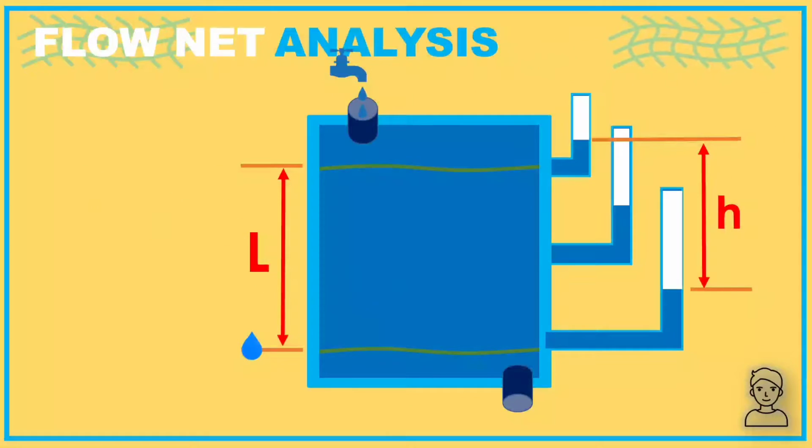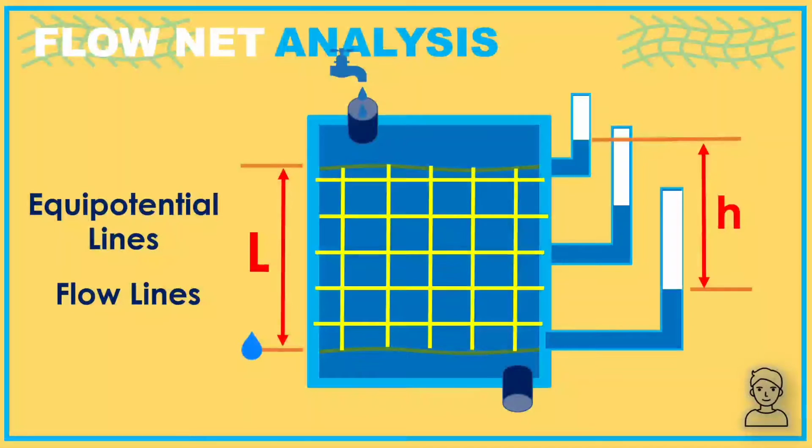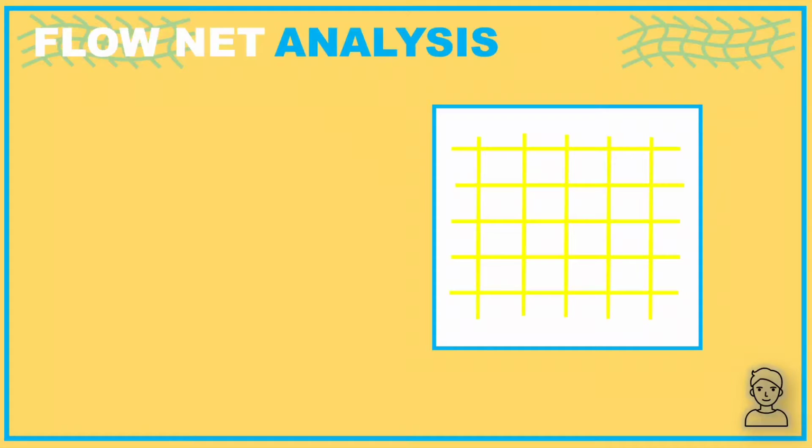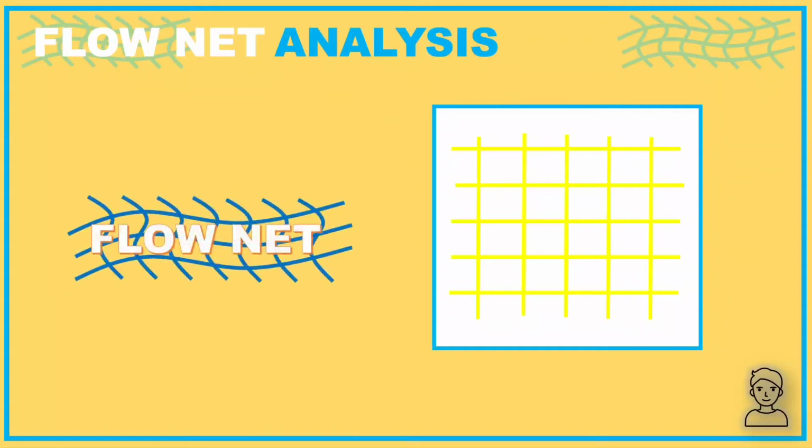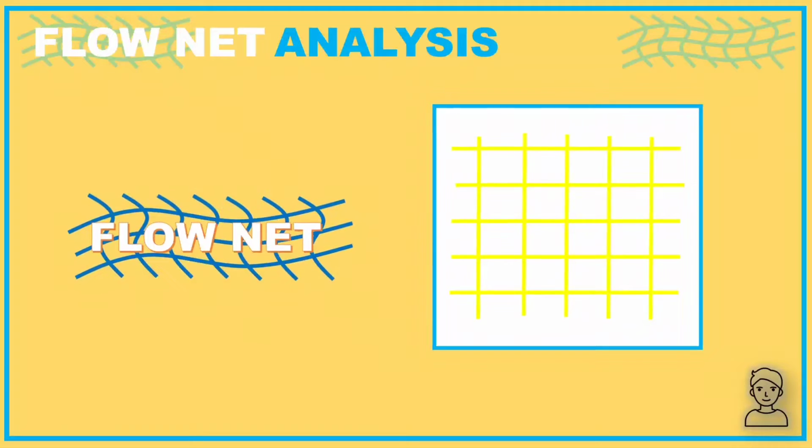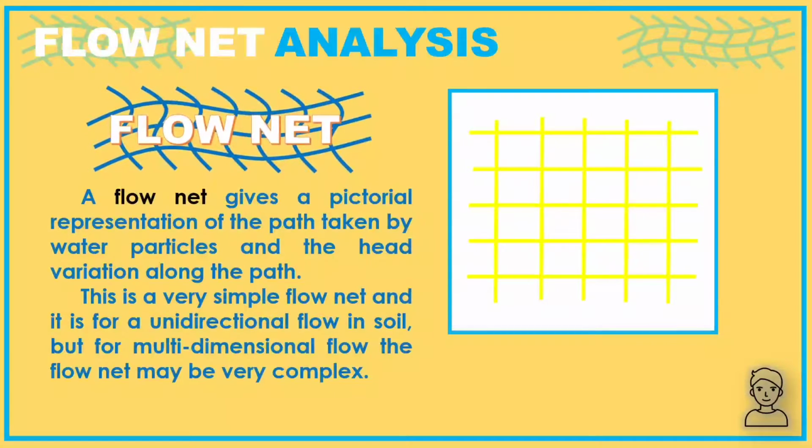Both of these lines, the flow lines and the equipotential lines, are crossing each other at right angles, or what we know as orthogonal to each other. We can see these lines form a kind of net, and this net is what we call a flow net. So as the idea suggested, a flow net gives a pictorial representation of the path taken by water particles and the head variations along the path. This is a very simple flow net, and it is for a unidirectional flow in soil. But for multidimensional flow naman, the flow net may be very complex.